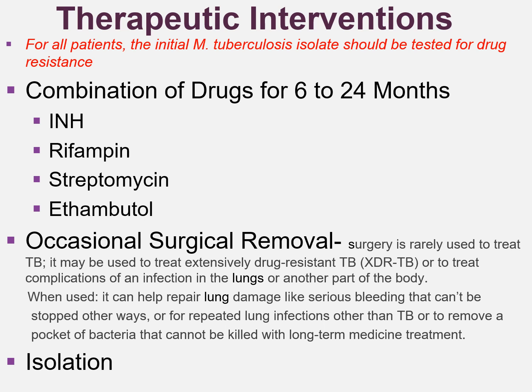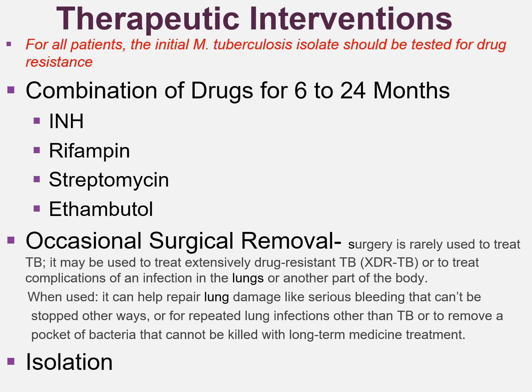So for all patients, the initial M. tuberculosis isolate should be tested for drug resistance. For these patients, we're going to use a combination of drugs from anywhere from 6 to 24 months. The normal length of treatment is 6 to 9 months. And the drugs are INH, or isoniazid, rifampin, streptomycin, and ethambutol. That's just some of them. There's a much bigger list, I'm sure, in your drug guide.